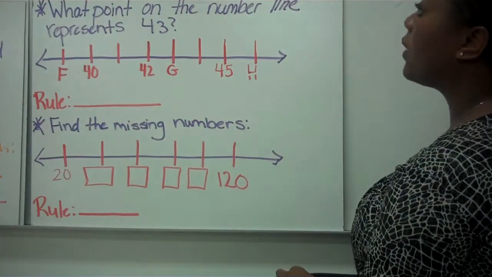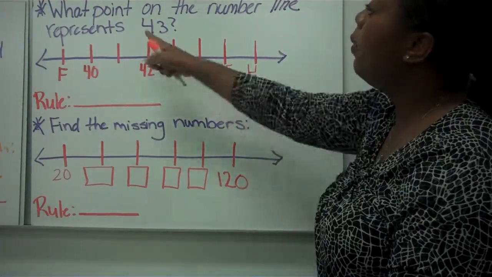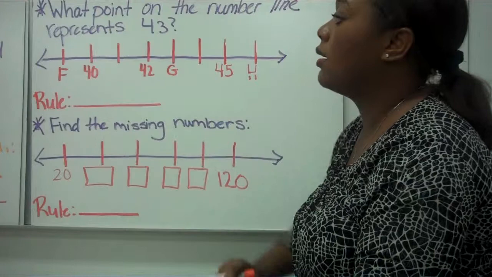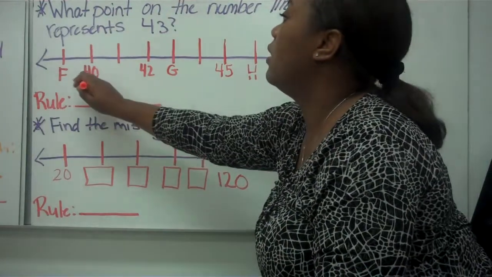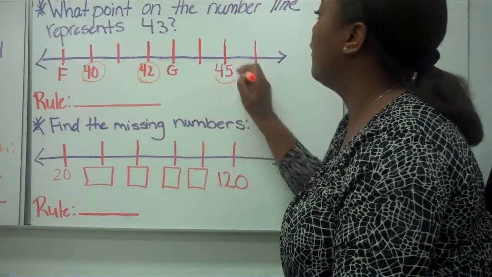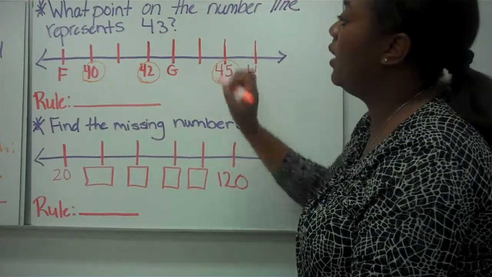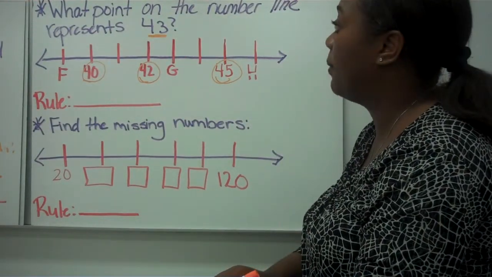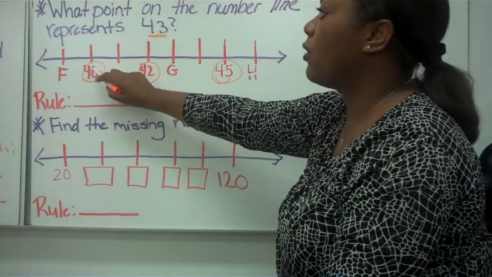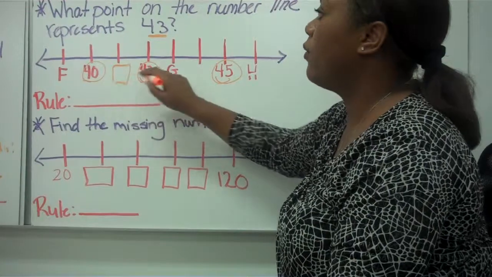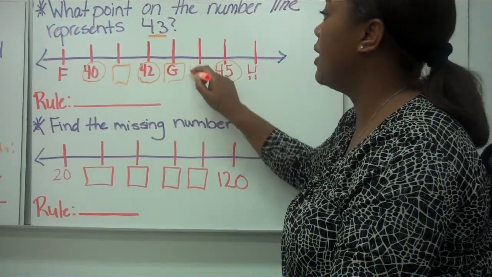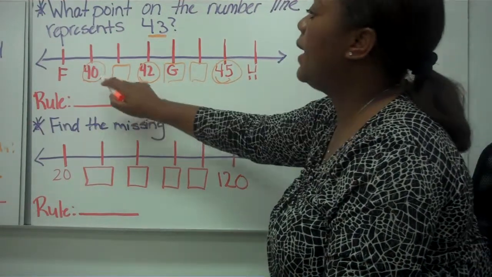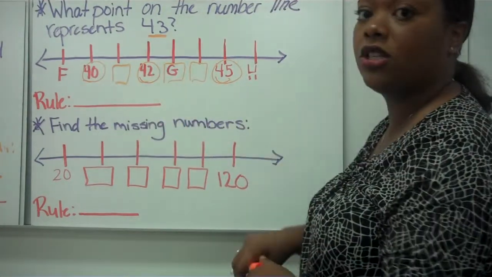Now, number lines. This one says, what point on the number line represents 43? Remember, on number lines we're always looking for a rule, and we start with the numbers we know. We know the whole numbers 40, 42, 45, and they want to know where on this number line 43 would fall. So let's look for something similar and see what rule we could come up with. We've got F, then 40, then a missing number, 42, a missing number, and 45, and then H.